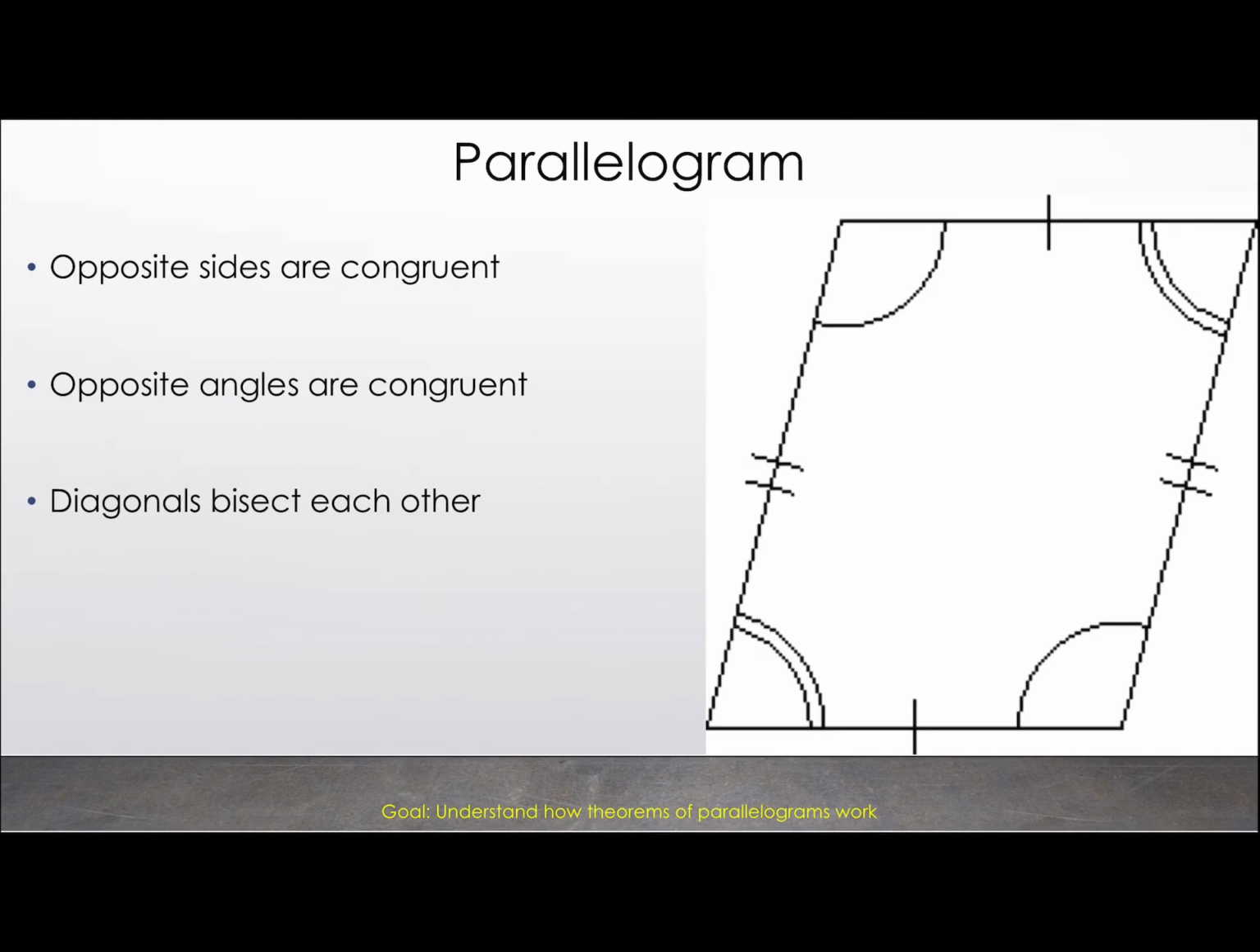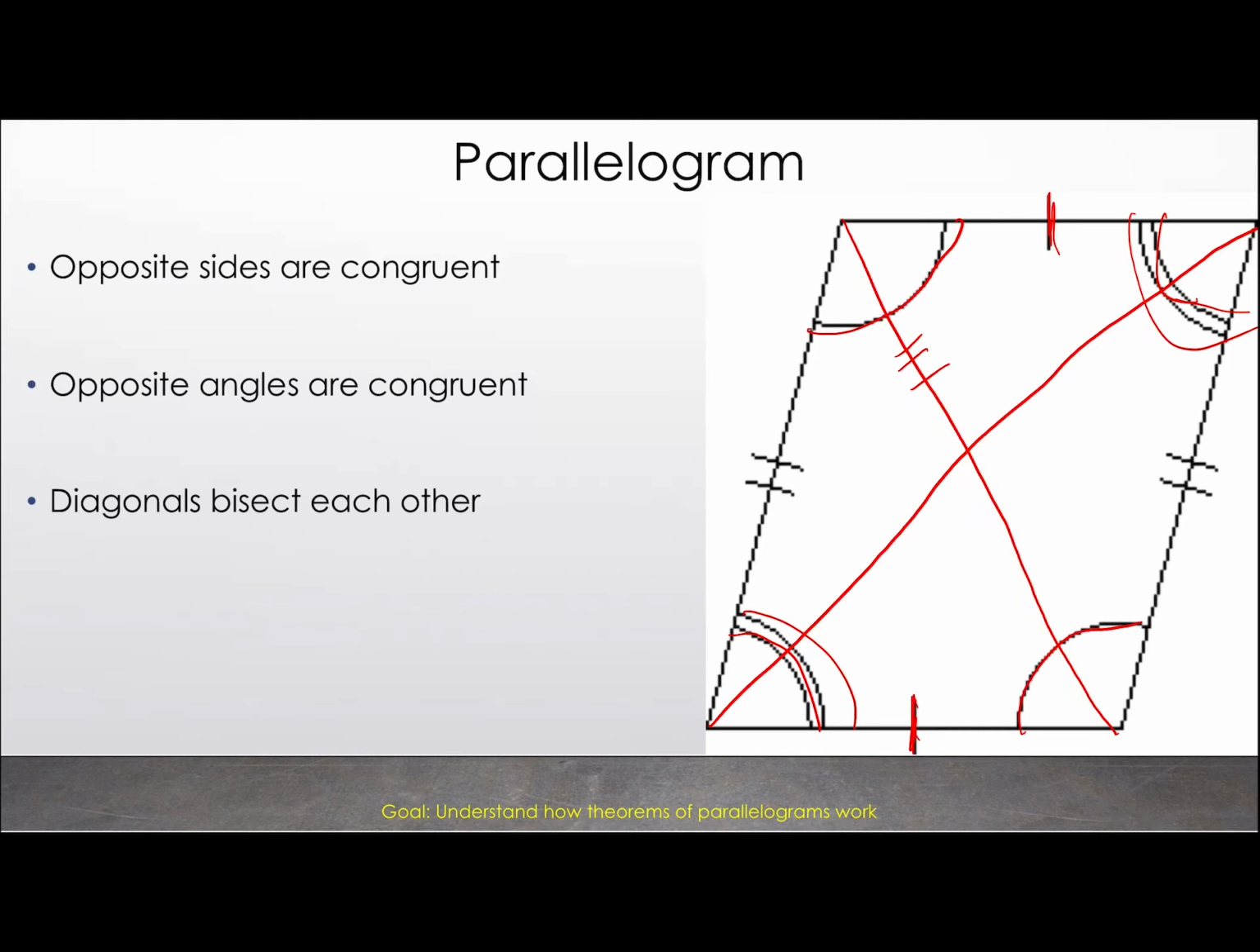All right. So here's a parallelogram. We know that the opposite sides are congruent. Also, we know that the opposite angles are congruent, so that's where these lines come in. And we know that the diagonals bisect each other. So what that means is if I take a diagonal here and a diagonal here, it will cut this into equal parts, which is kind of cool.